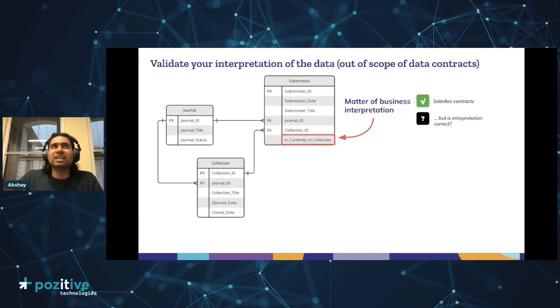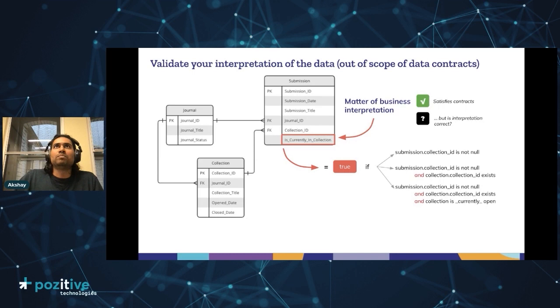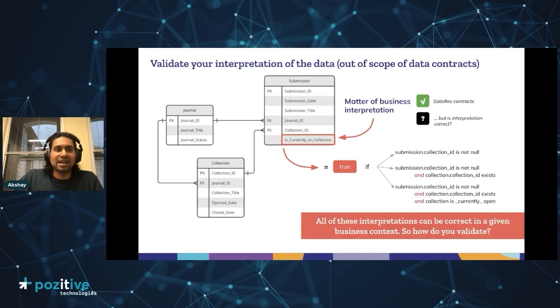but then it was very hard for us to find out what is the correct way of interpreting this value. So this value can be true in multiple different ways, right? And all of these ways are correct. So how do we go about validating what is the correct way of implementing this?